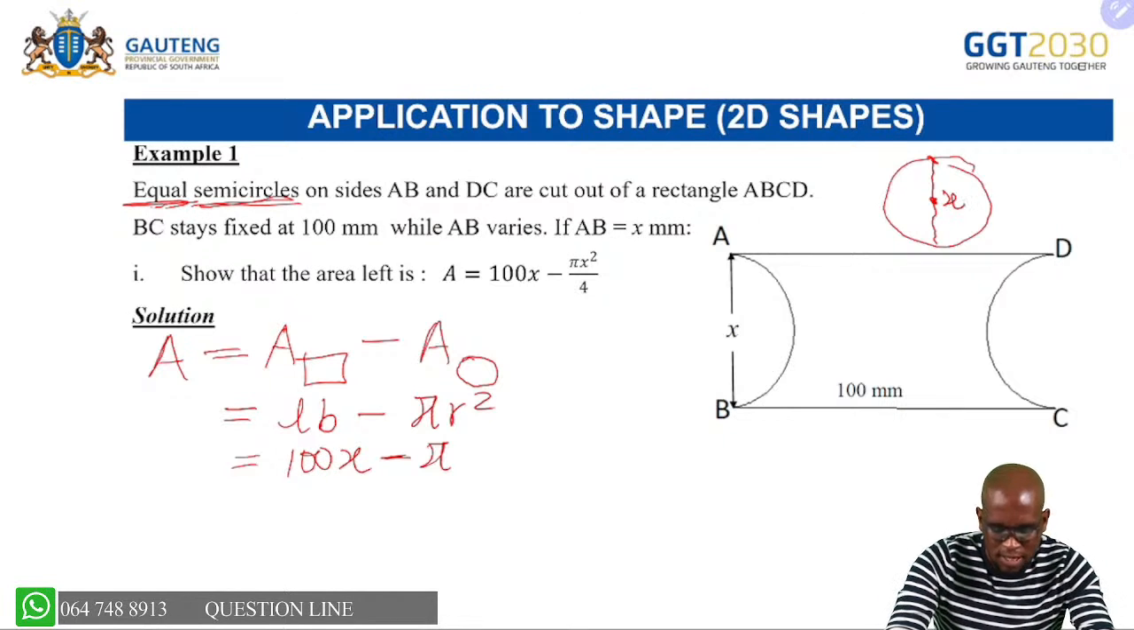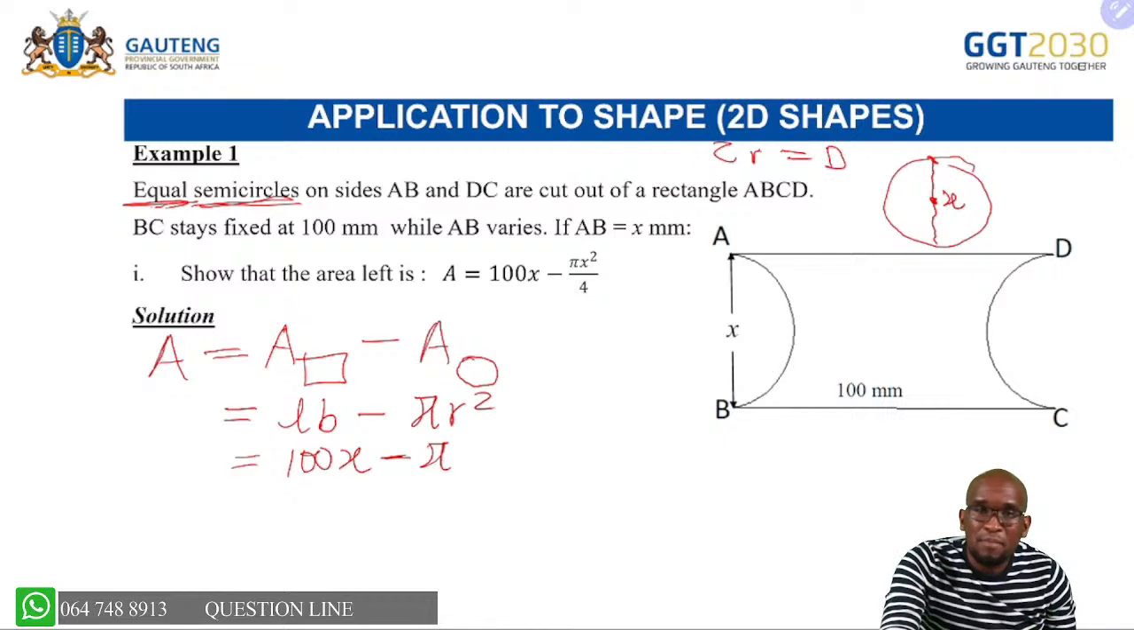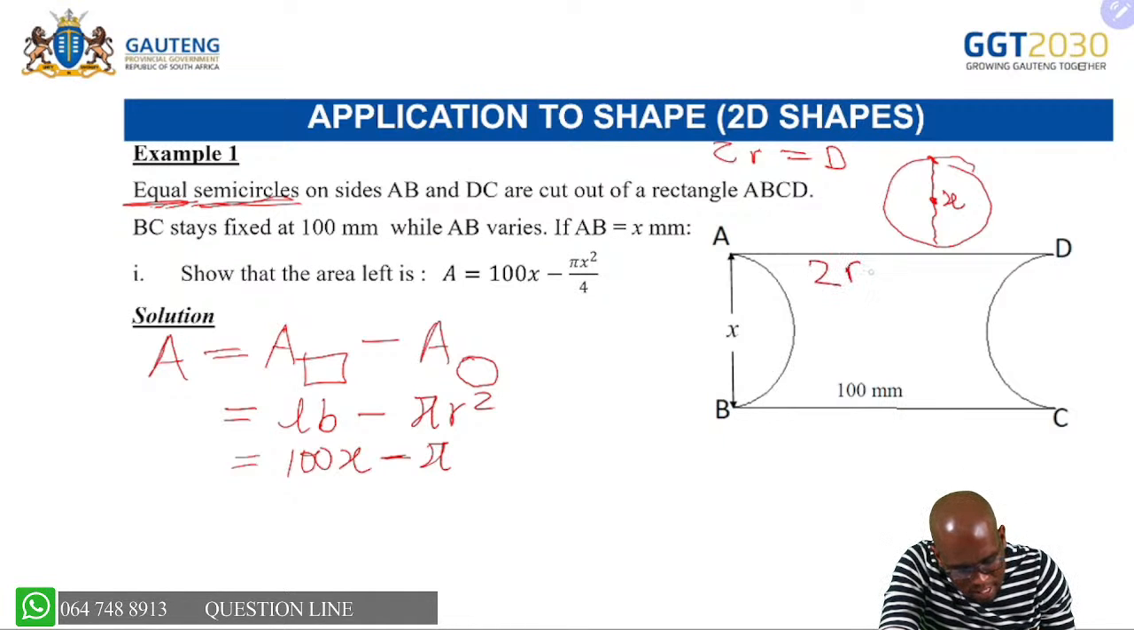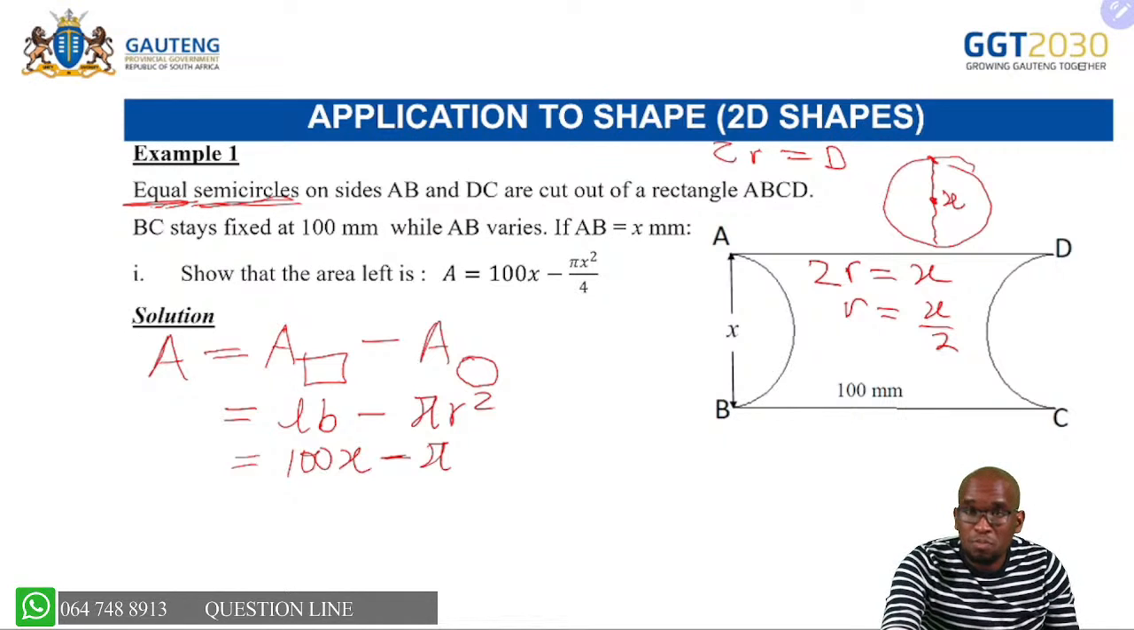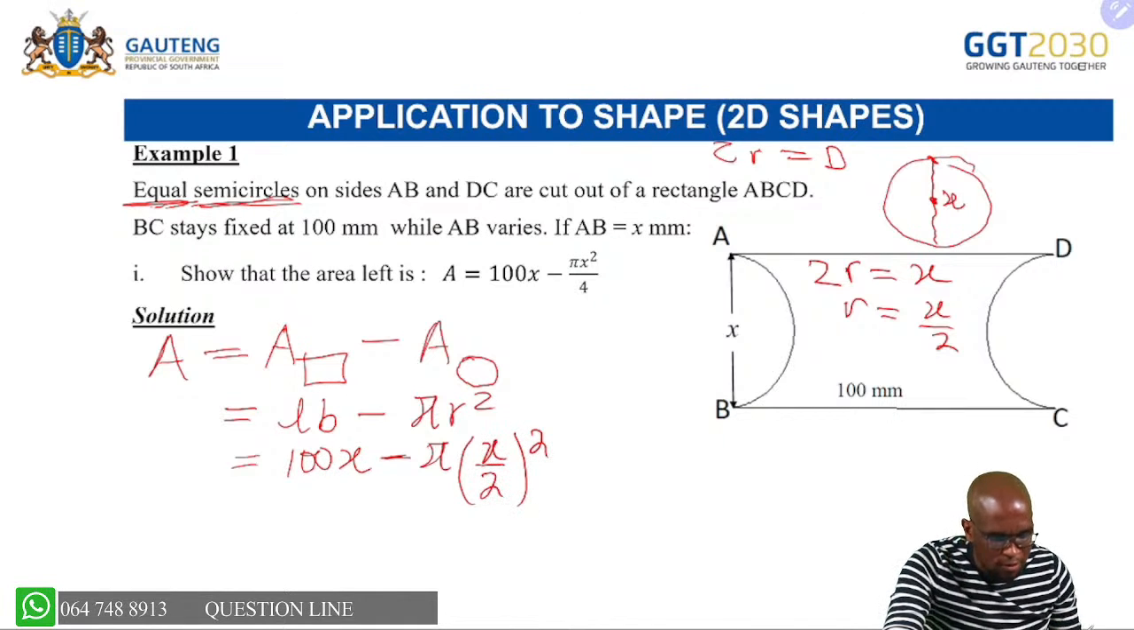However, we are looking for the radius, which is the length from the center to the circumference. We know that 2 times the radius will always give us the diameter. In this case, the diameter is x. So 2 times radius is x, which means that the radius would be half of x, or x over 2. That would be our radius in terms of x. Now, we have x over 2 all squared.